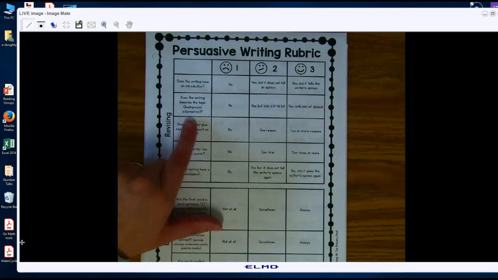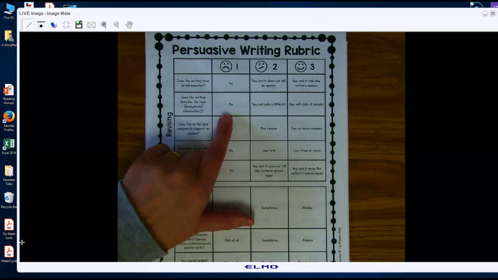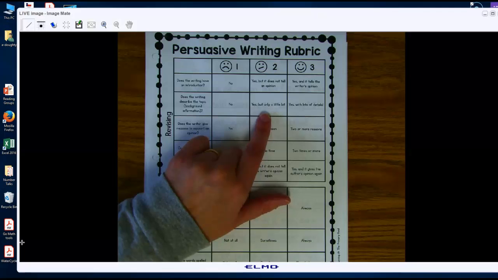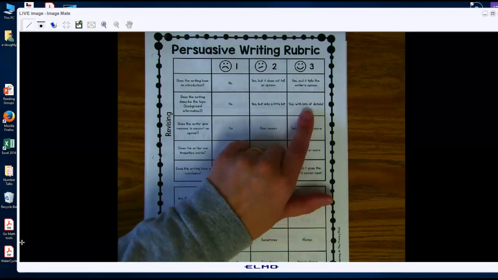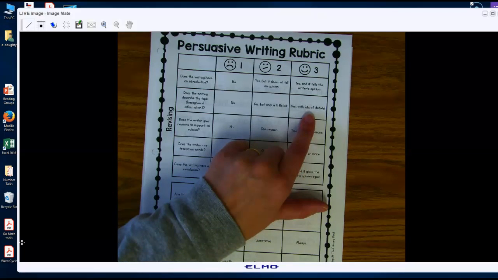Okay, does the writing describe the topic? Does it have background information that describes? No, sad face. Yes, but only a little bit of information. Yes, I put lots of details and told them exactly what it is that I'm talking about, just in case they never heard of it.